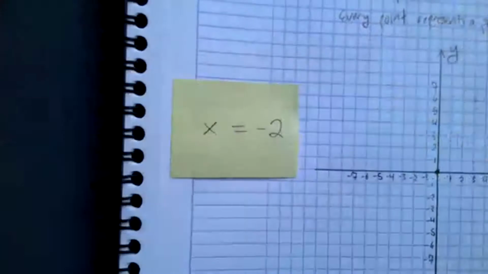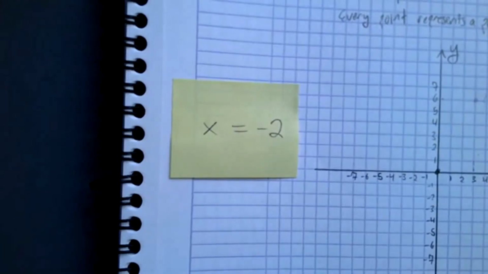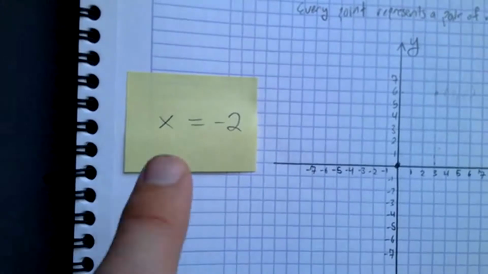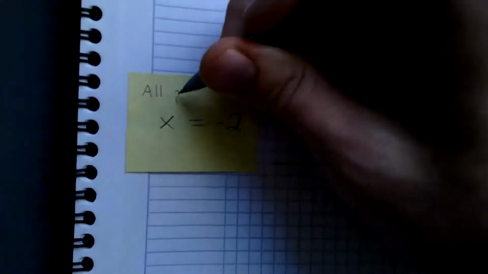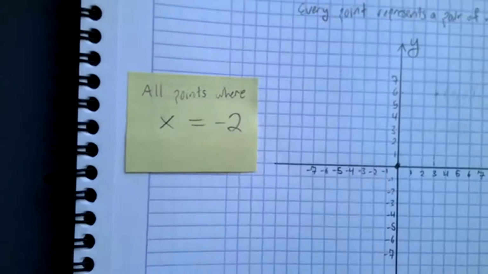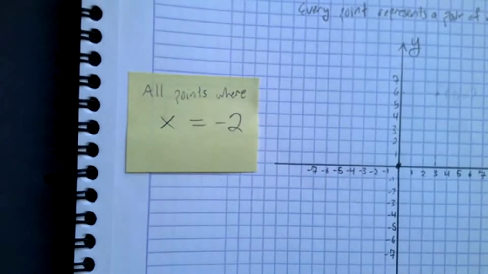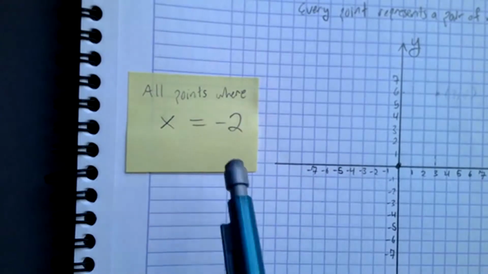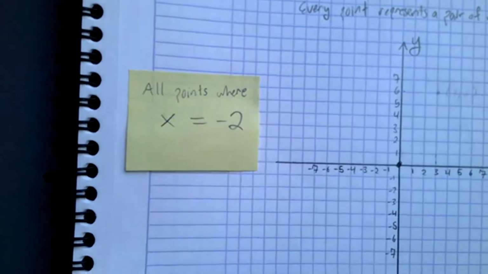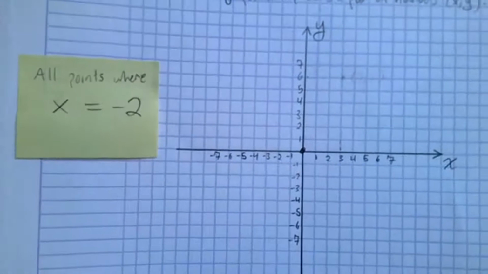So let's look at an equation like this one. x equals -2. In this case, to draw the picture of this equation would be to draw all points where x equals -2. Now, what that means is the graph of this equation is just going to be a drawing of anywhere on the line where a point has an x-coordinate of -2.